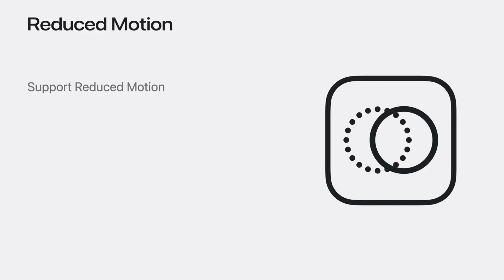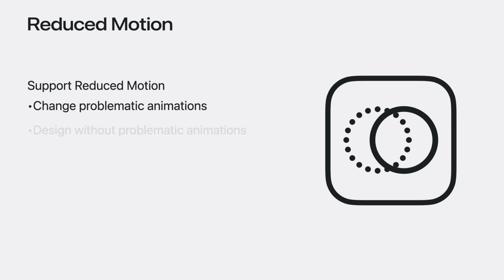To help with this, people can turn on the reduced motion setting. To support this setting, go through your common task and identify any animations that are known triggers. You can make changes to these animations instead of removing them. If your app doesn't have any of these known triggers to begin with, you can indicate support for reduced motion.